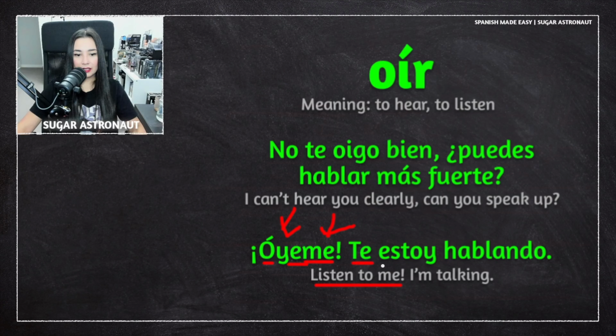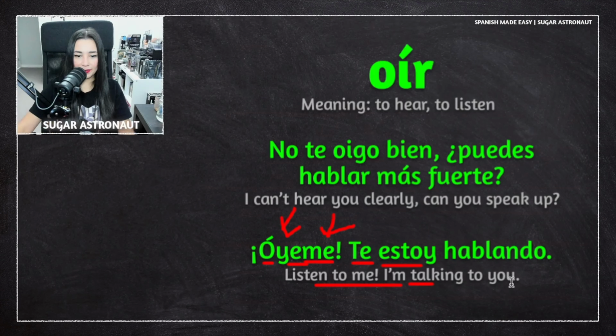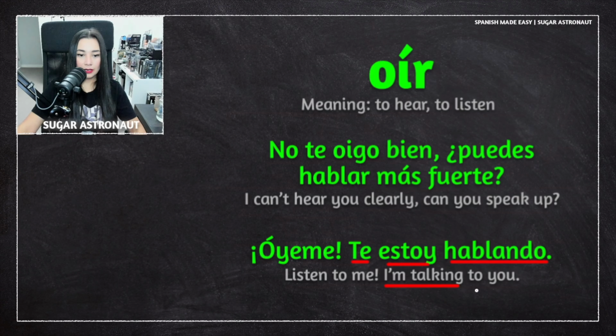Yo te estoy, I am. I mean, I'm talking. You can say I'm talking in English, right? But if we want to translate everything a bit more accurately, I'm going to add just to you, okay? Because that's what we're saying here. Yo te estoy hablando. I am talking to you, okay? Oh my God, my underlining is terrible. Yo te estoy hablando. I am talking to you.